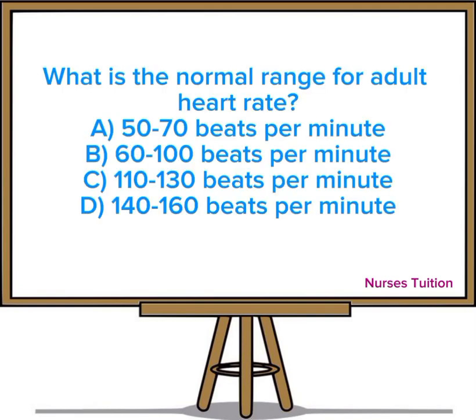What is the normal range for adult heart rate? A. 50 to 70 beats per minute. B. 60 to 100 beats per minute. C. 110 to 130 beats per minute. D. 140 to 160 beats per minute.